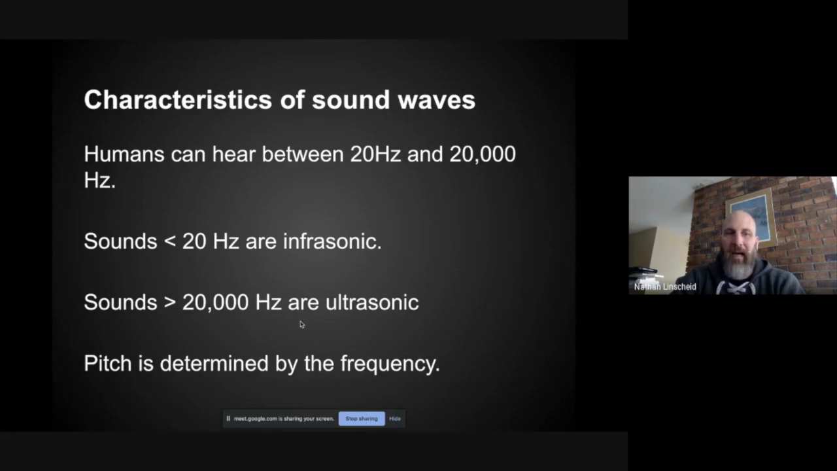Pitch is determined by frequency. When we talk about a note being high or low, we're talking about its pitch, but the physical measurable quantity of pitch is the frequency. High-pitched sounds are high notes, and low-pitched sounds are low notes.